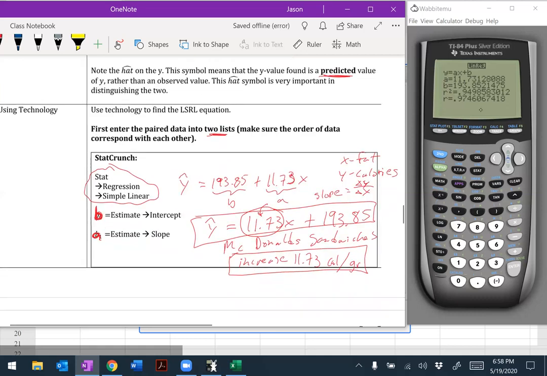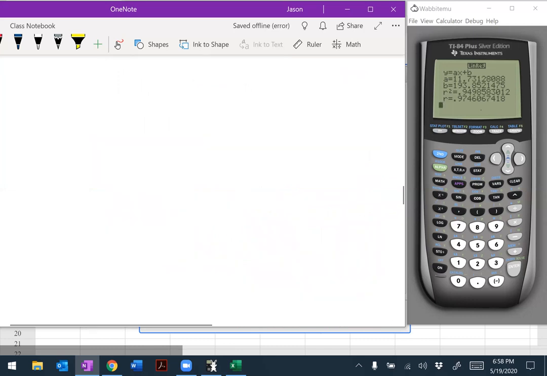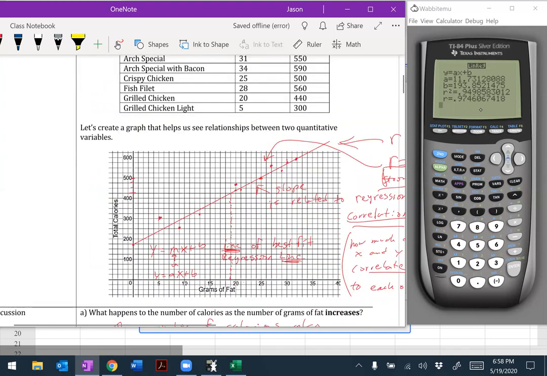Now, what is the y-intercept telling me? Well, in this case, the y-intercept is really not telling me much at all. Why? Because the y-intercept would be where I'm starting. And again, I'll go back to the very beginning, okay? It would be where I'm starting here, and it says that my starting point is about 193.85. And that says that if I have a sandwich with 0 grams of fat, then it's going to be about 193.